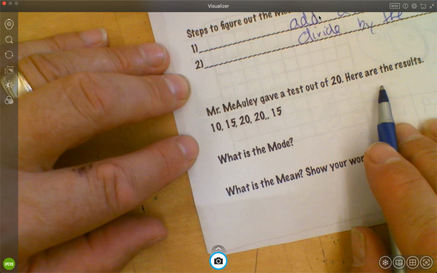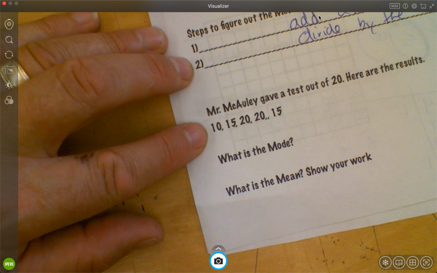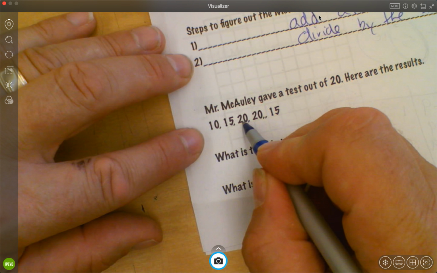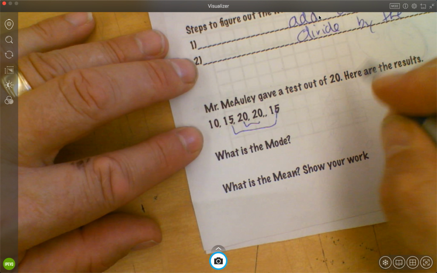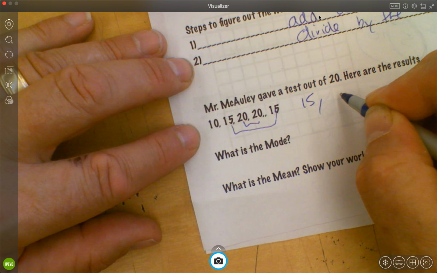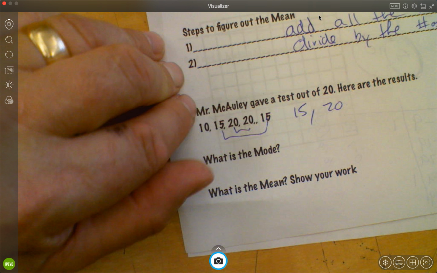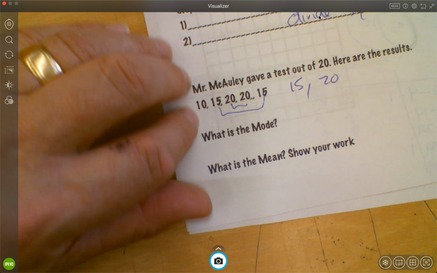Let's take a look at this one here. I'm looking for the most common number in this short little data set. Oh, 20. Oh, 15 as well. So in this case, the mode could be 15 and 20, but normally it's just one number.